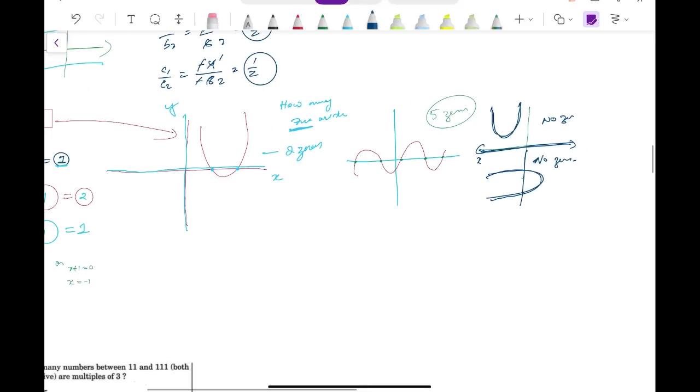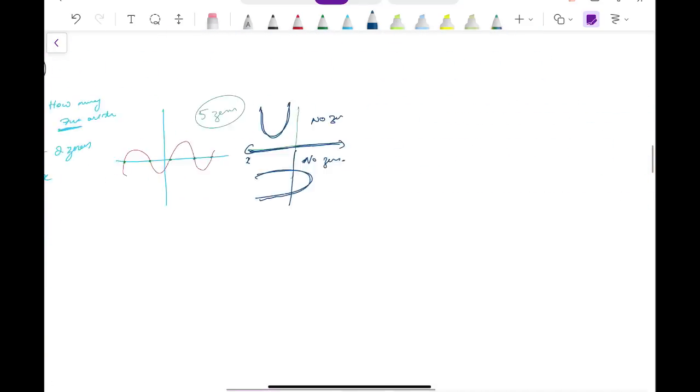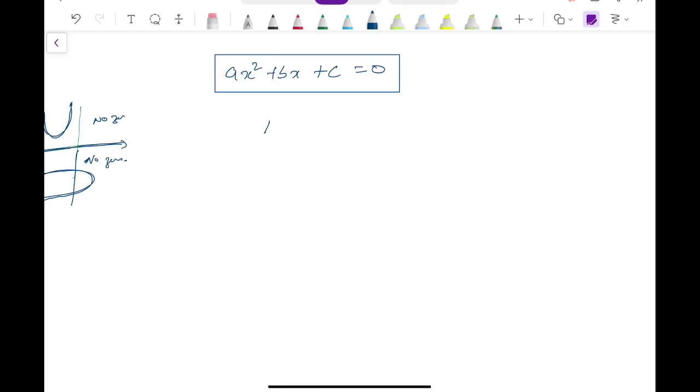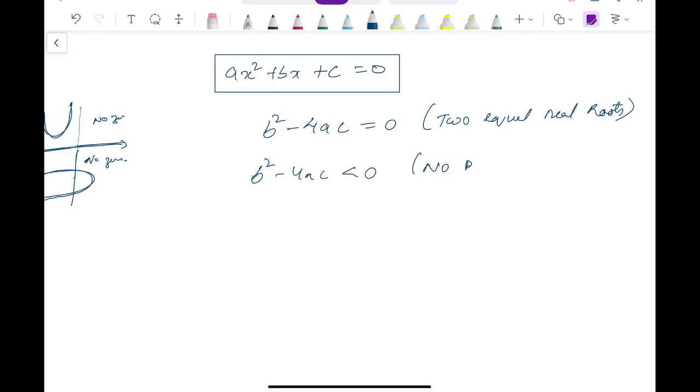Remember that. Okay, next: nature of an equation. When we talk about the nature of an equation, there are 3 conditions. We know the general form of a quadratic equation is ax squared plus bx plus c, equal to 0. For this we use the discriminant. So b squared minus 4ac, if it is equal to 0, then we say there are 2 equal real roots. But if b squared minus 4ac is less than 0, then we say there are no real roots.